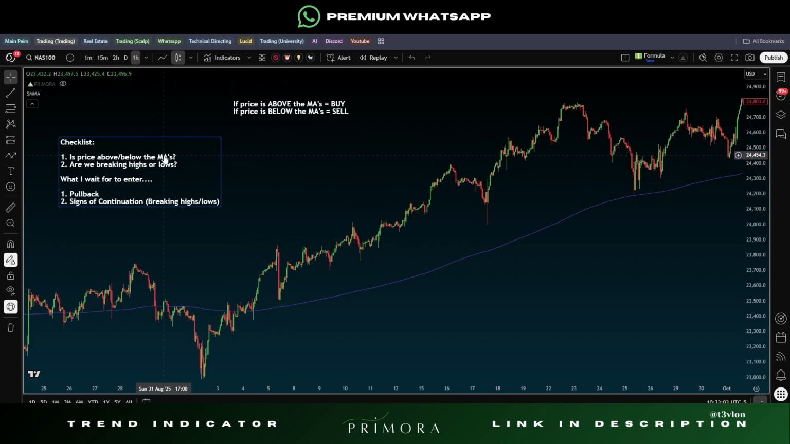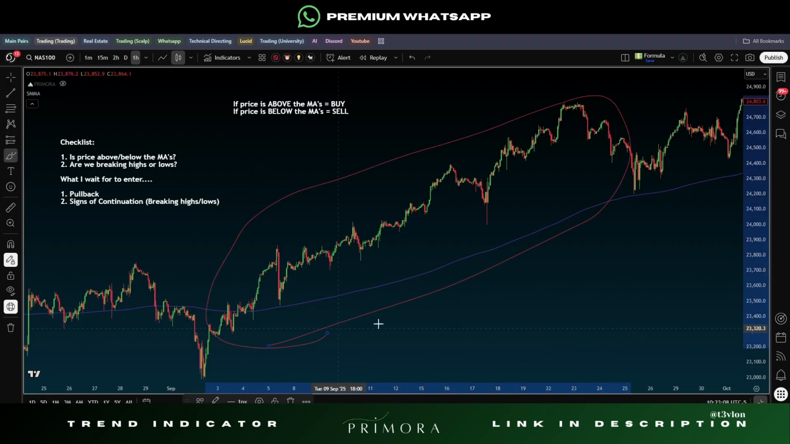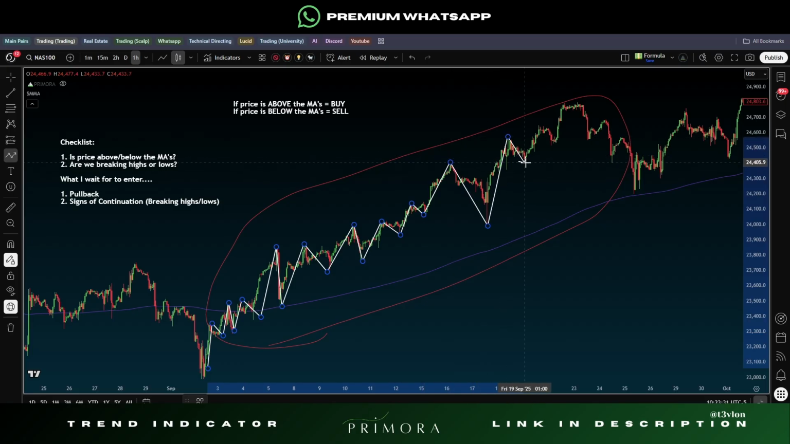So is price above or below the MAs? Okay, right here, based on this section that we're going to be looking at, we are above. So we're going to buy. Are we breaking highs or lows? Well, based on what I'm seeing, we're breaking highs. All right, cool. I see this. It's quite obvious. Even though it does stuff like this, it continues breaking highs. So I'm looking for buys, right? And it's above my MAs. Okay, are we breaking highs or lows? We're breaking highs. So what should I wait for to enter?